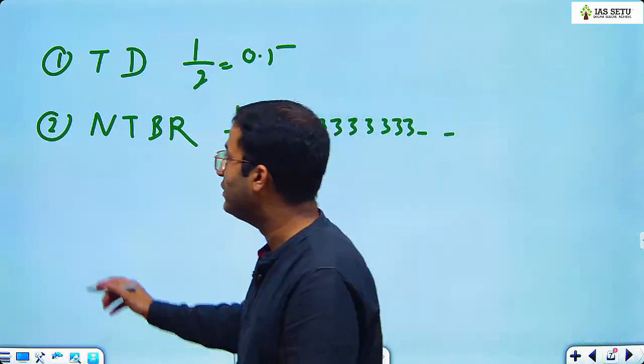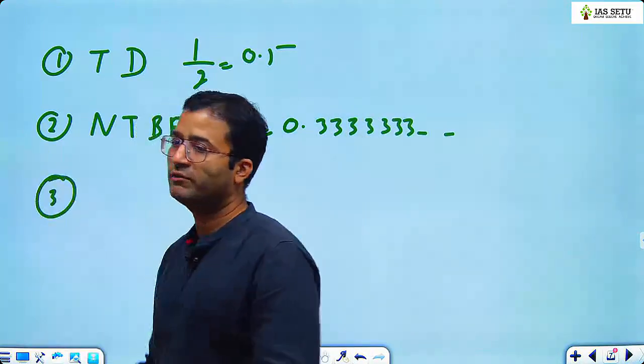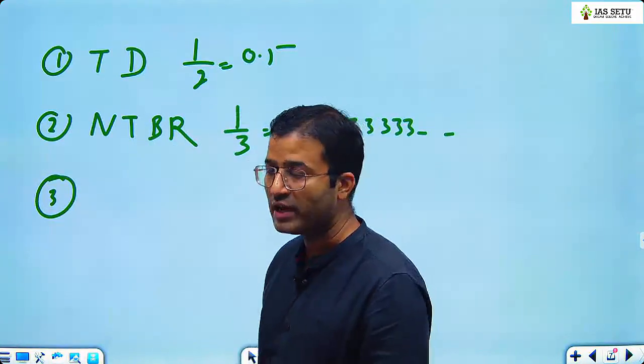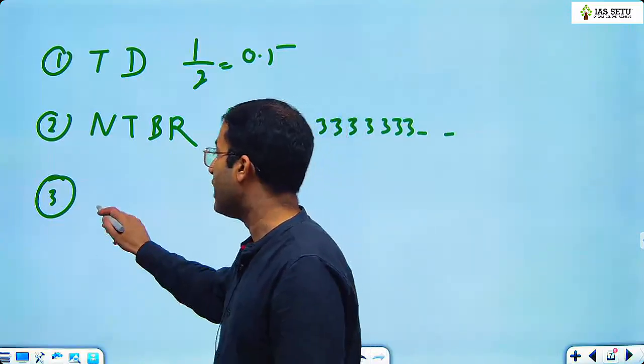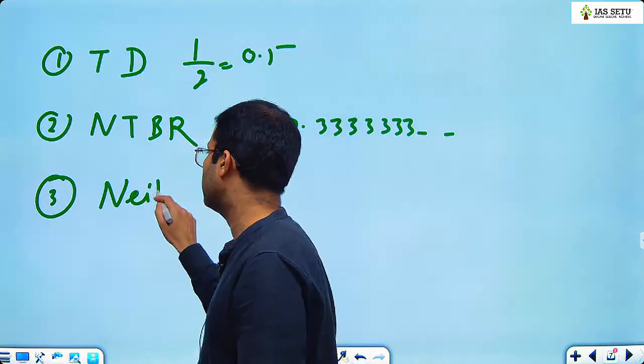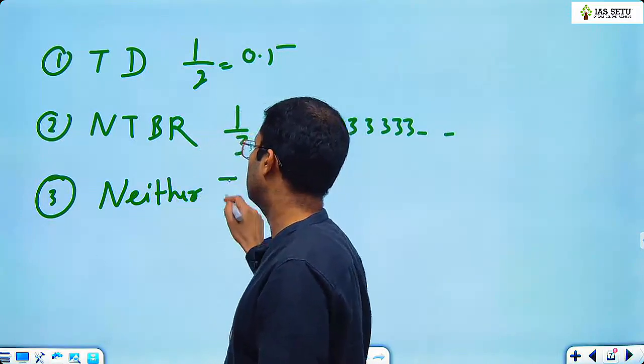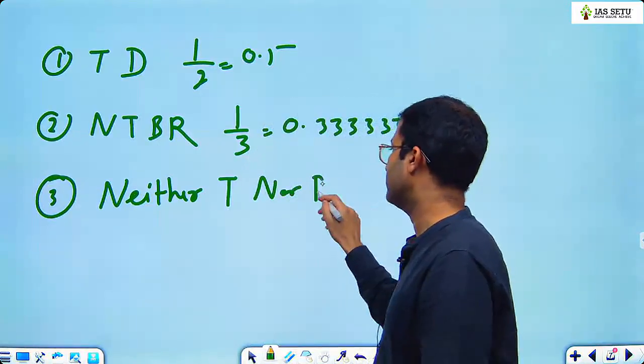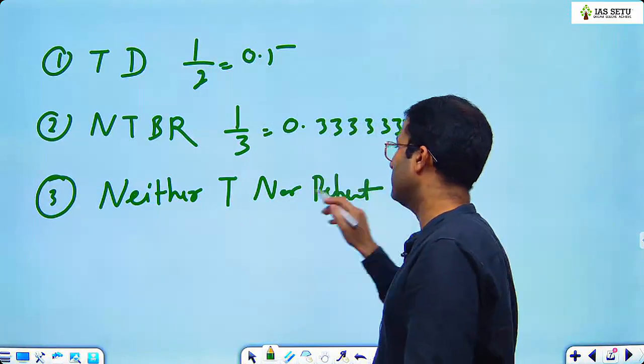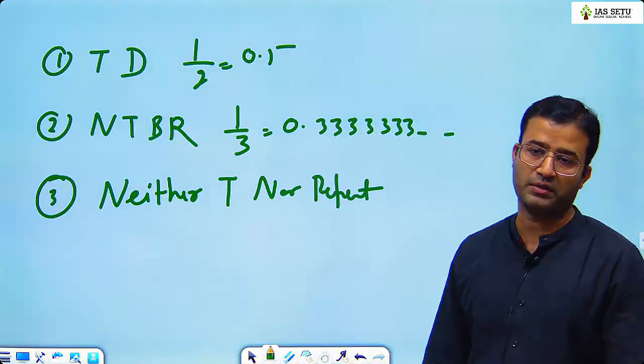There is a third type of decimal we have, which are, when we convert in decimal, neither they terminate nor they repeat. Neither terminate nor repeat.